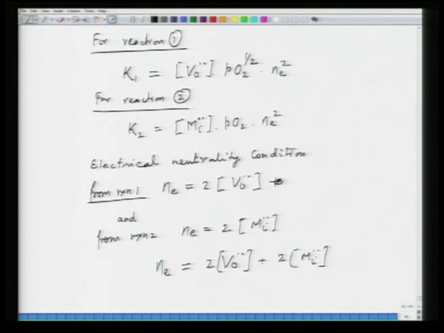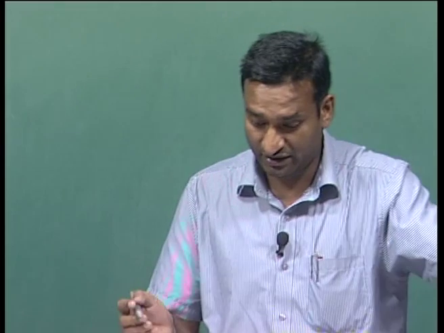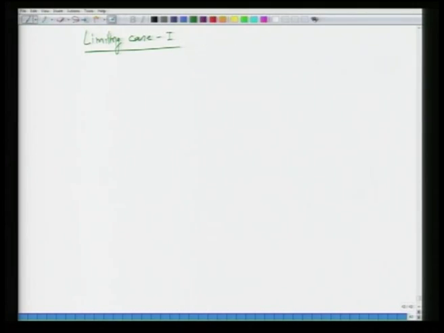So, let us say we take two limiting cases. Limiting case 1. You can have both VO and Mi in various proportions, so we are taking two extreme conditions. One condition is when VO is large in quantity, another condition is when Mi is in large quantity. So, we will take the first case, which is VO much larger as compared to Mi in concentration.